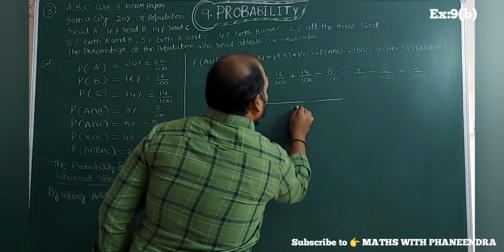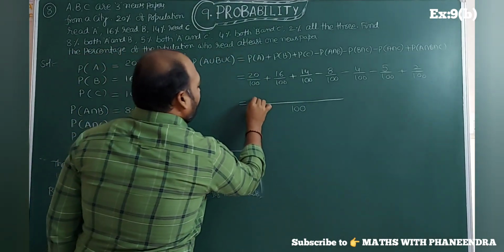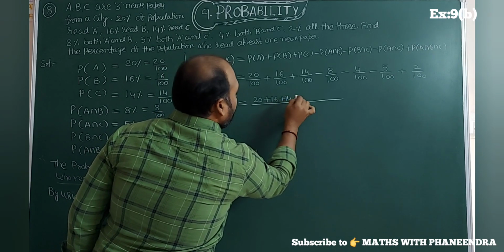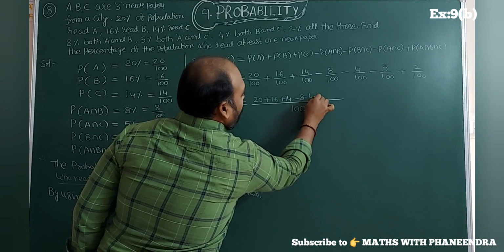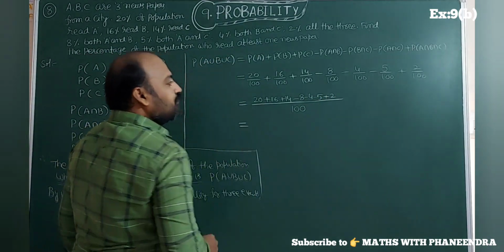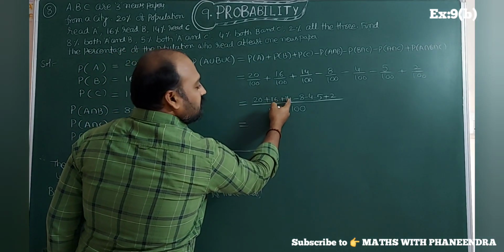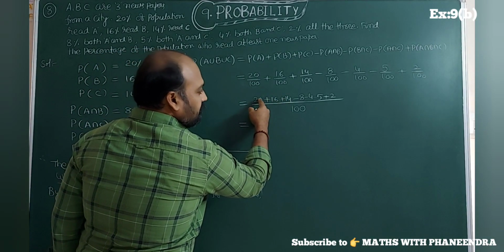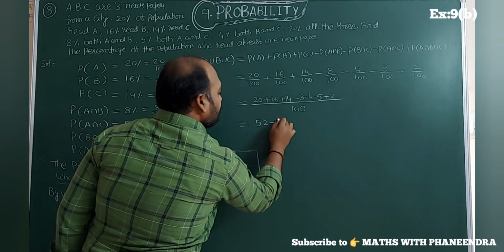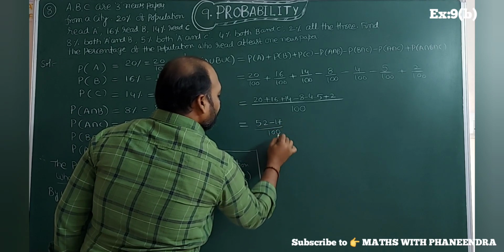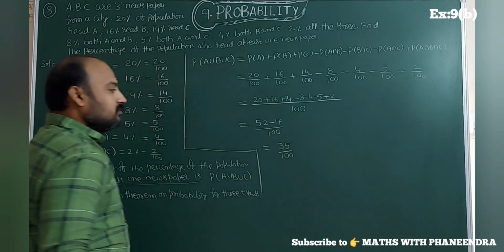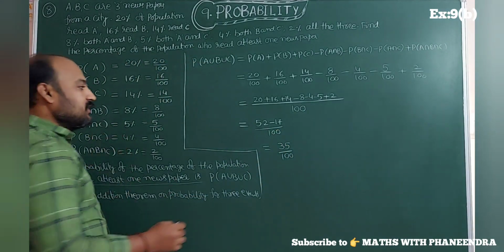So you have to add and subtract the respective terms in the numerator. 100 in the denominator, numerator 20 plus 16 plus 14, minus 8, minus 4, minus 5, plus 2. So which is equal to 16 plus 14, 30. 30 plus 20, 50. 52, minus 12, minus 17, by 100. Which is equal to 35 divided by 100, that means 35%.